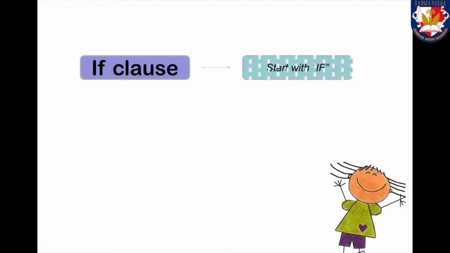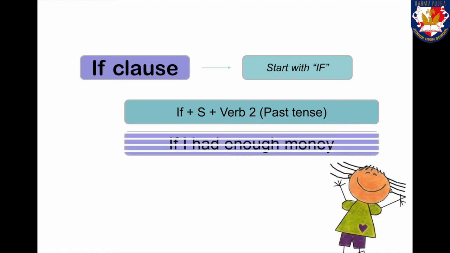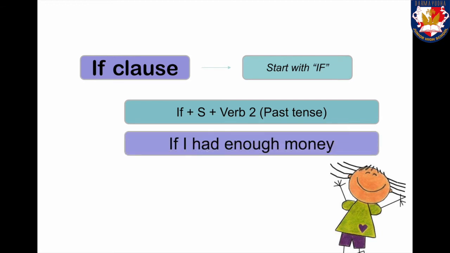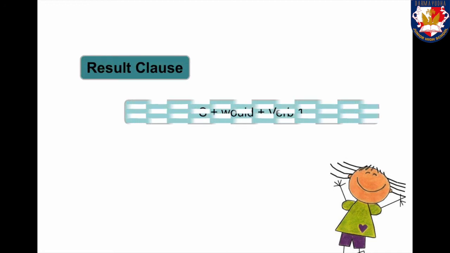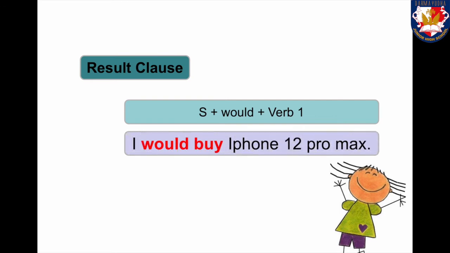In the if clause, your sentence will start with if. If, subject, and verb 2. Example, if I had enough money. Result clause, subject, would, plus verb 1. I would buy iPhone 12 Pro Max.